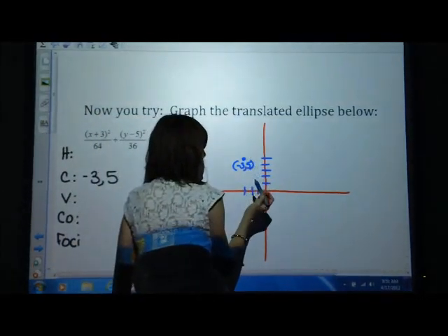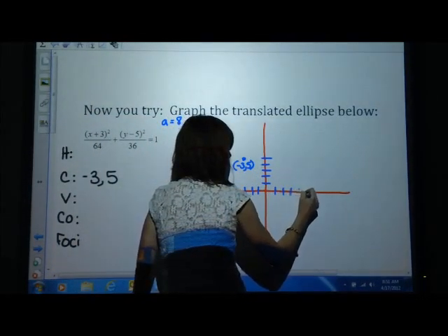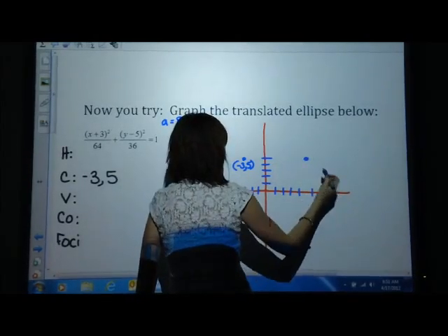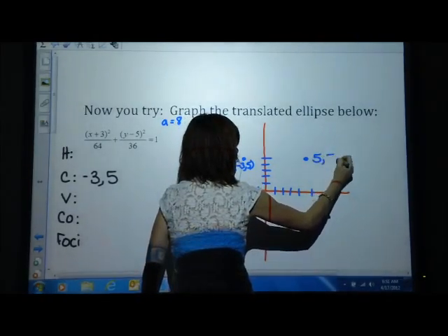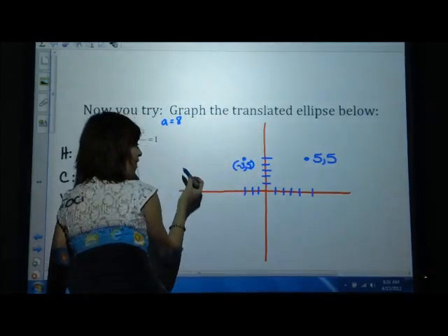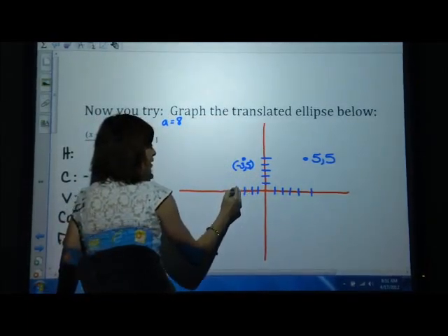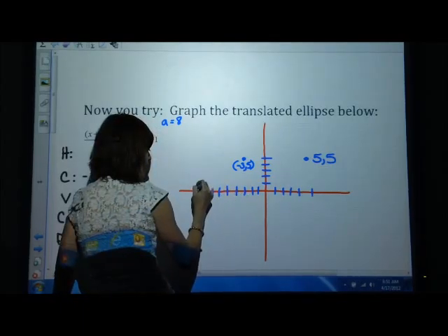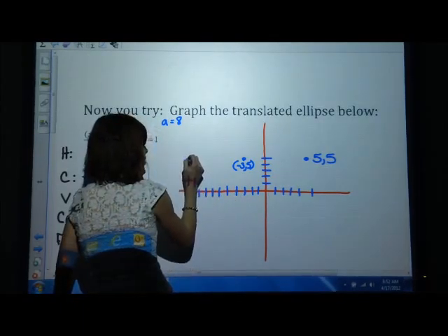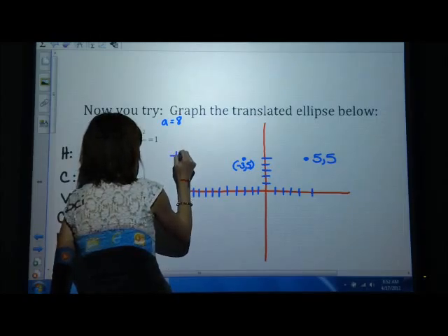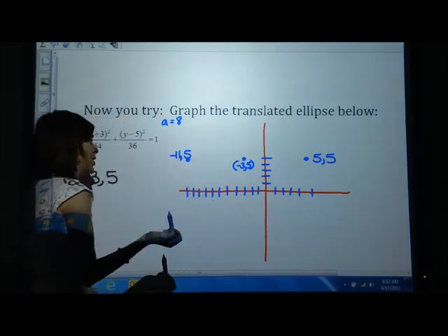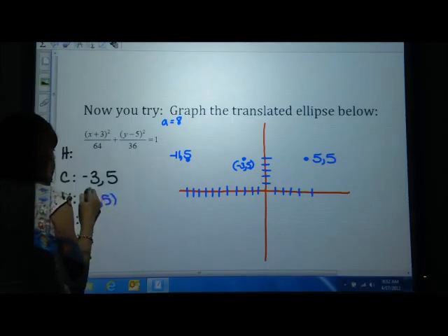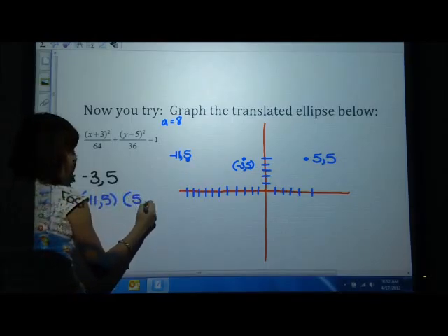So if I go 8 from negative 3, I'm going to go to 1, 2, 5. So right here, my coordinate there would be 5, 5, and I'm going to go 8 to the left, which is going to put me at 1, 2, 3, 4, 5, 6, 7, 8, 9, 10, 11. So I'm going to be at negative 11, 5. Okay? So it's really just counting. So I'm going to put those points in: negative 11, 5, and 5, 5.